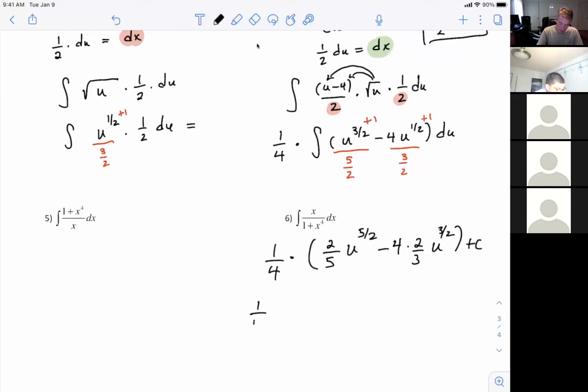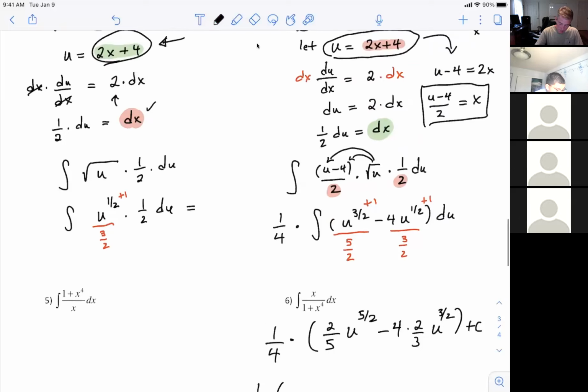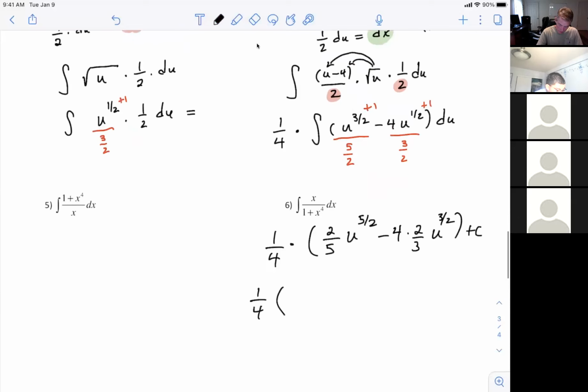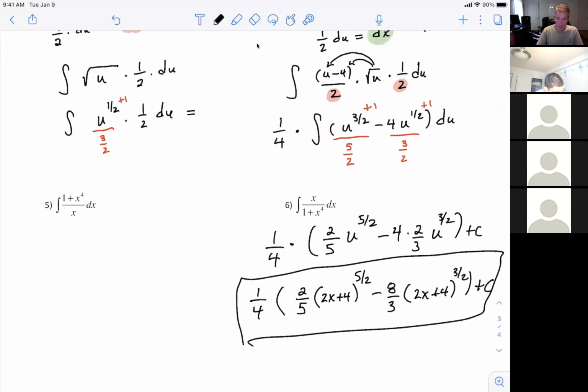So then the last thing to do is replace the u, because u is equal to 2x plus 4. So it'll be 2/5, and then 2x plus 4 is to the 5/2 power, then minus 8/3, and 2x plus 4 is to the 3/2, and then plus a c at the end. And that is the final answer. If you wanted to, you could distribute the 1/4, but you don't really have to. You could if you want.